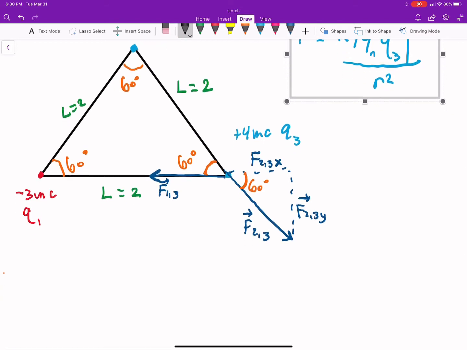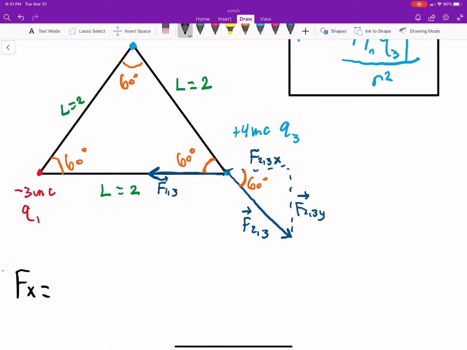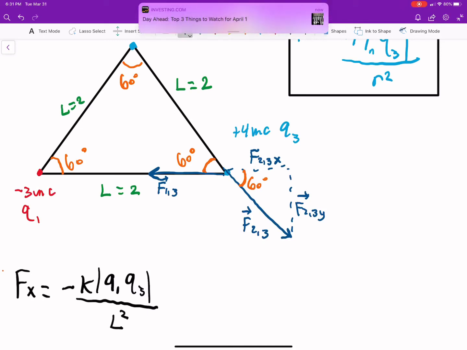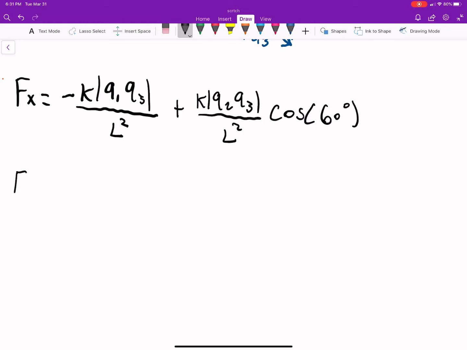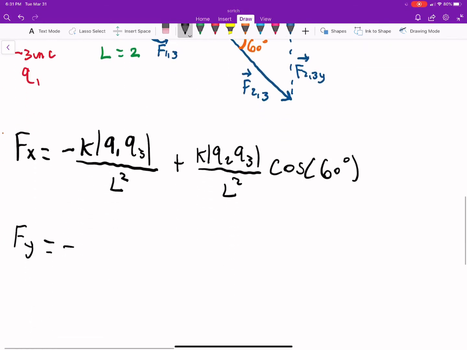Okay, so let's look at this. Let's first look in the x direction. So our force in the x direction. What do we have? Well, we have the first force is all in the x direction, so it's just minus k times the magnitude of Q1, Q3, divided by the distance between them squared, which we called L, plus k, the magnitude of Q2, Q3, divided by their distance squared, but we just want the x component, so we'll say cosine of 60 degrees. We're going to do the same thing with the y. Now, the y only has one part, and it's minus k Q2, Q3, divided by L squared times sine of 60 degrees.